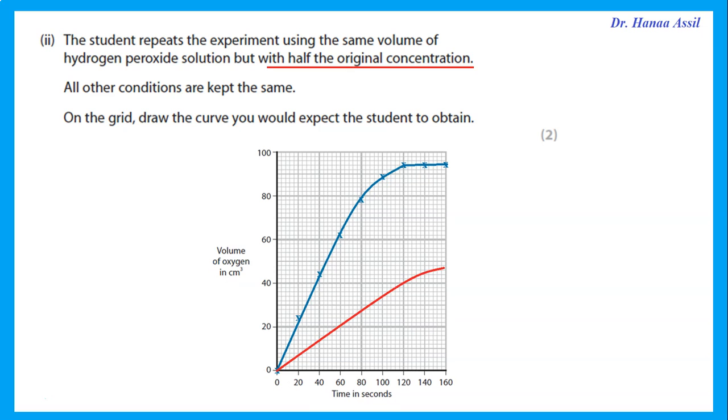So if we're saying half the original concentration, that means it will give half the final amount of gas. So that first one gave about 94 centimeter cubed of gas. Then this one will give a total of half, and it will be slower. That means it will end at a time after 120 seconds. So that first graph up there ended at about 120 seconds. Now mine should not become flat before that. It has to become flat after that because it's a slower reaction.